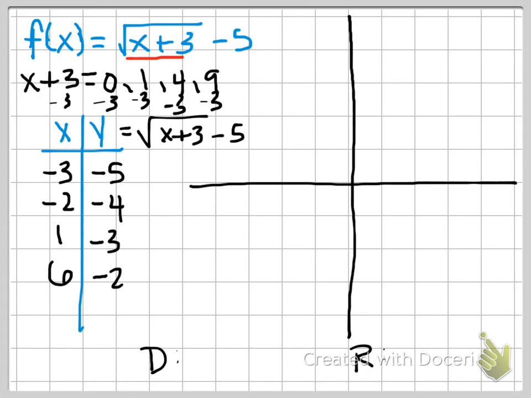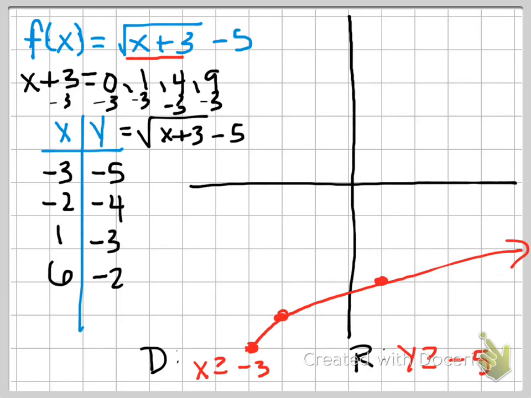So now we plot these points. So I have a negative 3, negative 5; a negative 2, negative 4; a 1, negative 3; and a 6, negative 2. Okay, and again it's going to be growing to the right because my x values are going to get larger. So this time the domain and range are going to be a little bit different. This time my x values are greater than or equal to negative 3, not 0 this time, and my y values are greater than or equal to negative 5.